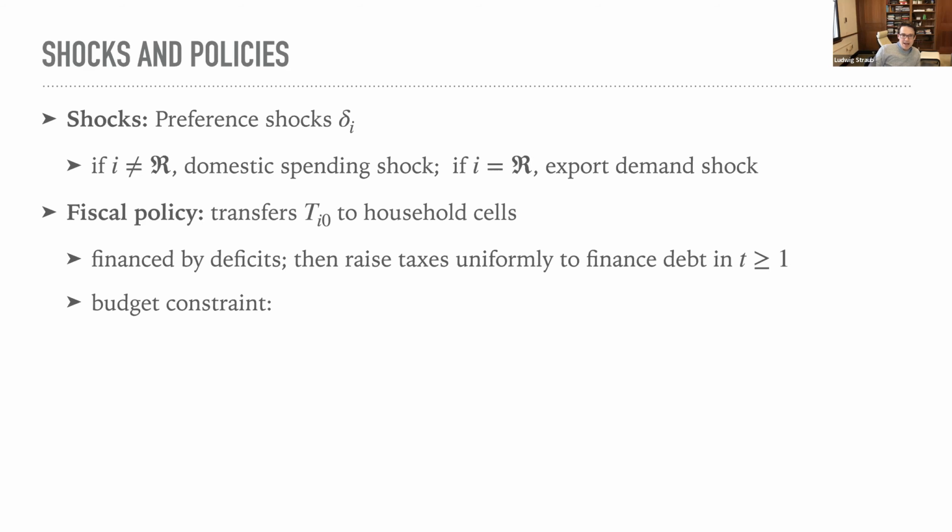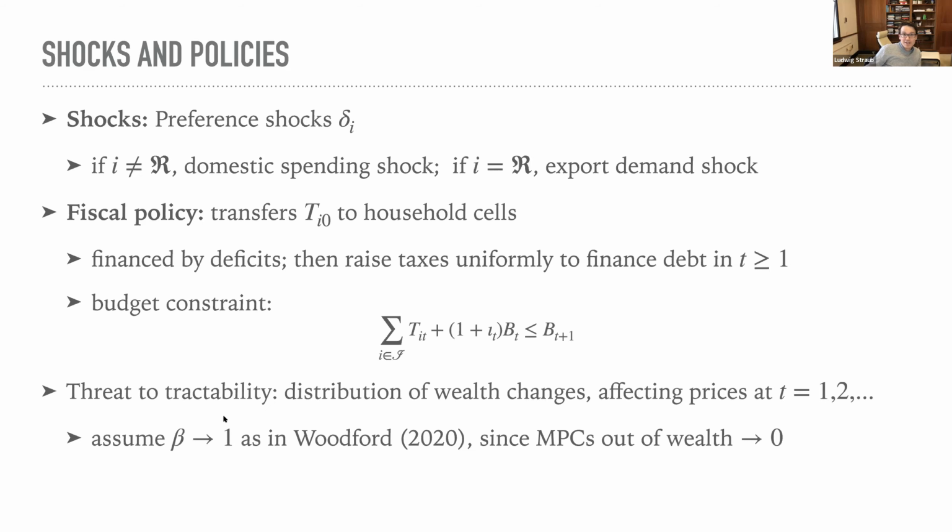And the key way to get tractability here is to assume that the discount factor is very, very close to 1, in which case the taxes that have to be raised in the future to pay for the stimulus today approach 0, because the interest rate on government debt approaches 0. And this is a trick that Mike Woodford has, for example, used in recent work.